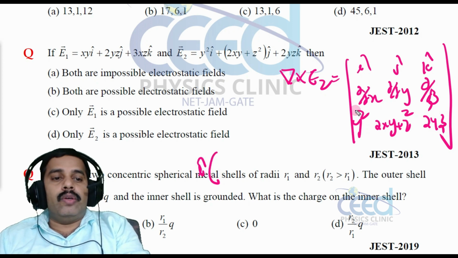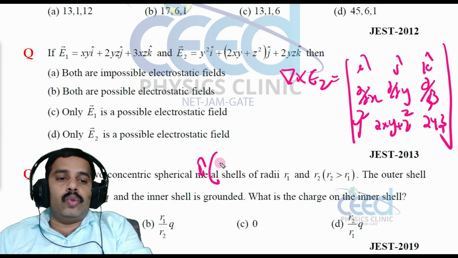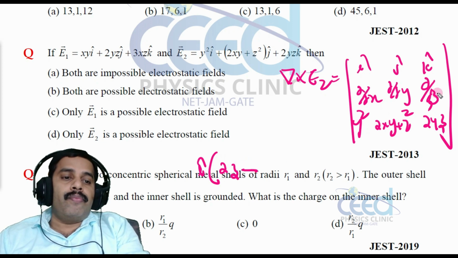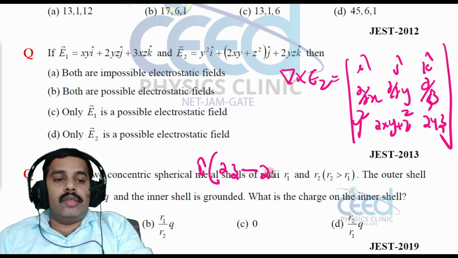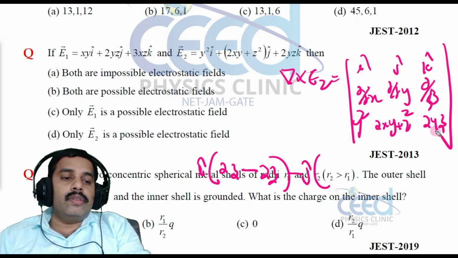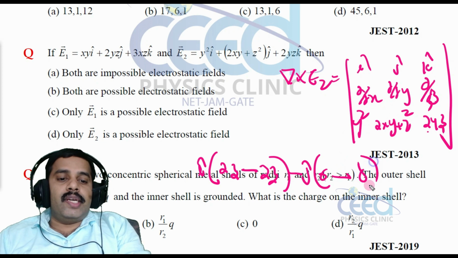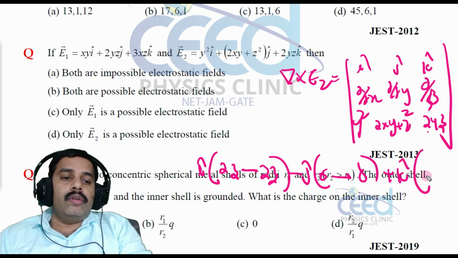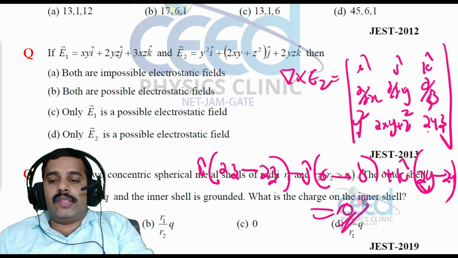That is i cap into del by del y, that is 2z, right? 2z minus del by del z of, again 2z, right? 2z minus j cap into del by del x of 2yz, that is 0, minus del by del z of, that is again 0, plus k cap of del by del x of 2y and del by del y of y square, again 2y. So this is 0, right? So this electric field is possible.